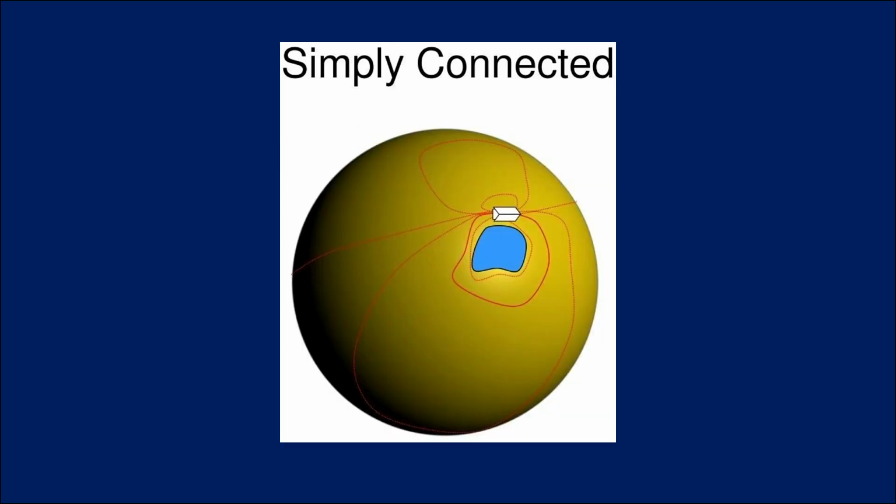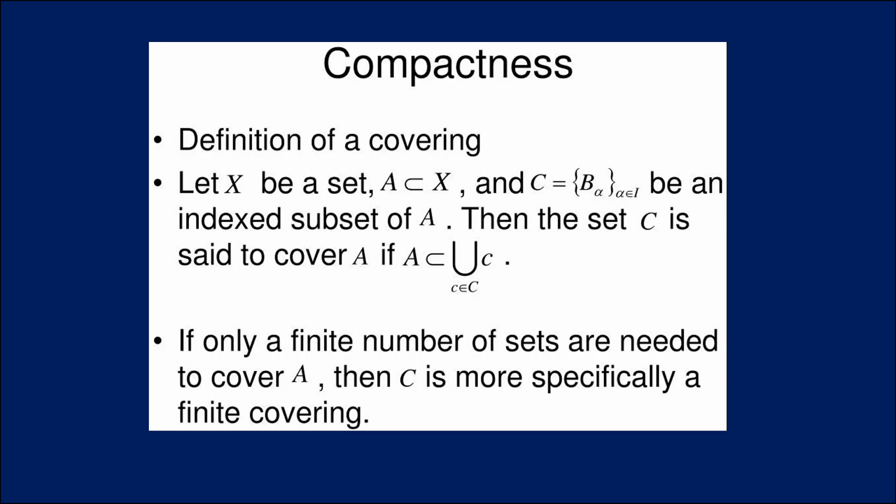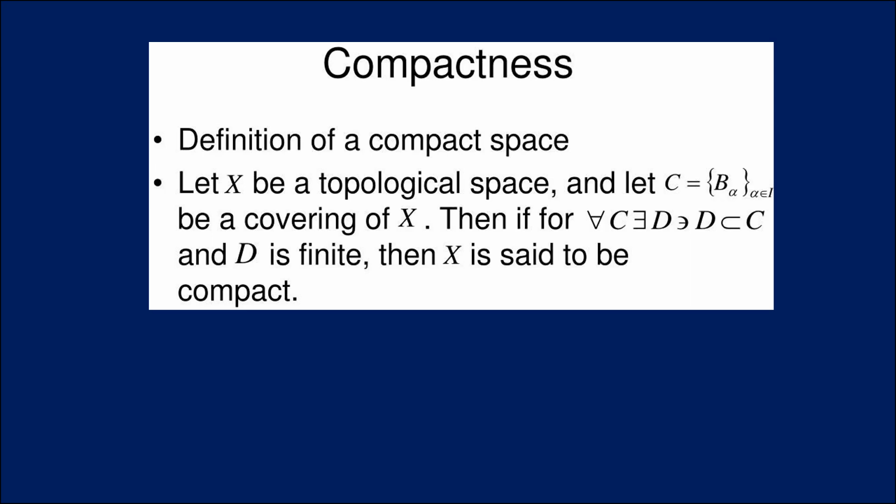simply connected space. Next one is compactness. Before compactness, we refer to the covering. Let X be a set, A is contained in X, and C is equal to the set of B alpha, where alpha belongs to the indexed set I, be an indexed subset of A. Then the set C is said to be a cover of A if and only if A is contained in the union of C, C belongs to the script C. If only a finite number of sets are needed to cover A, then C is more specifically a finite covering.